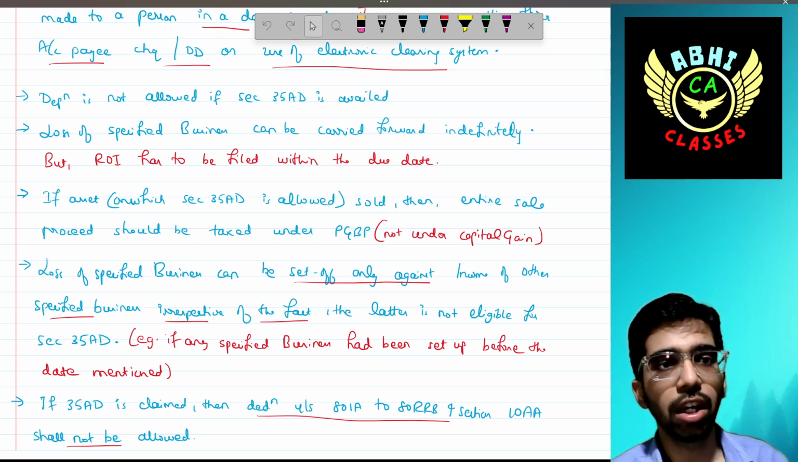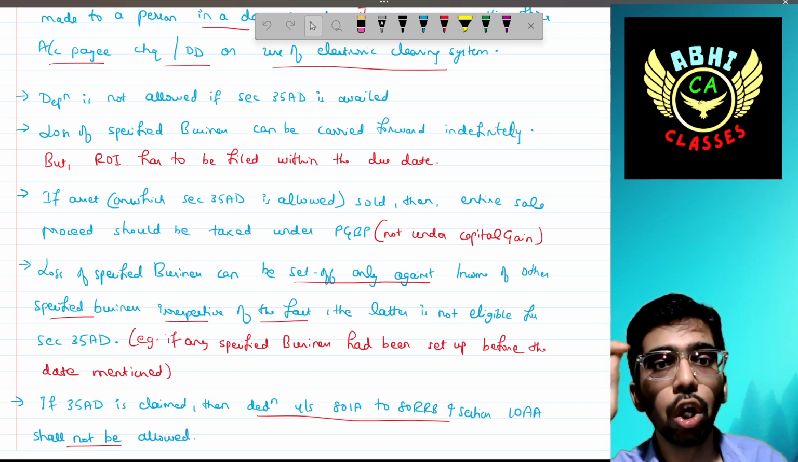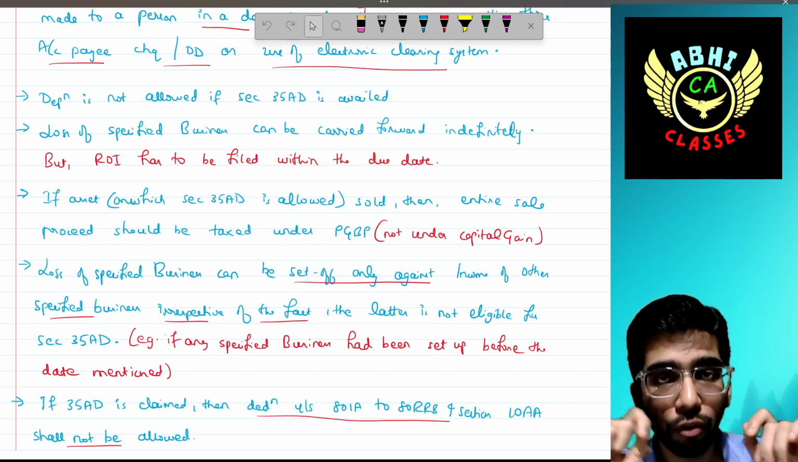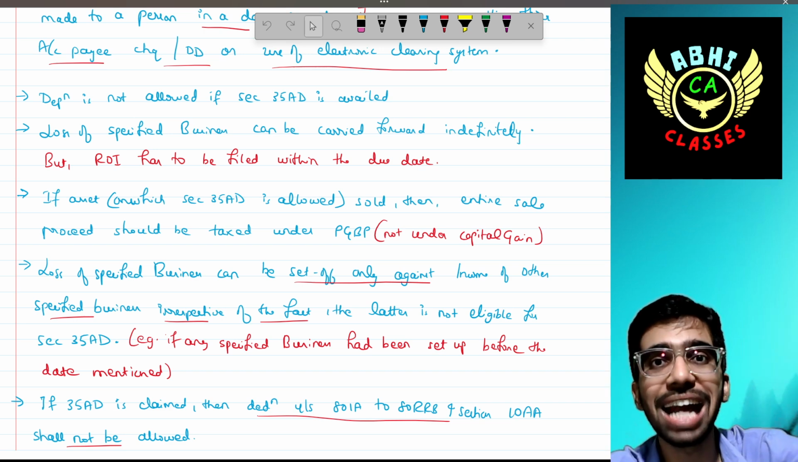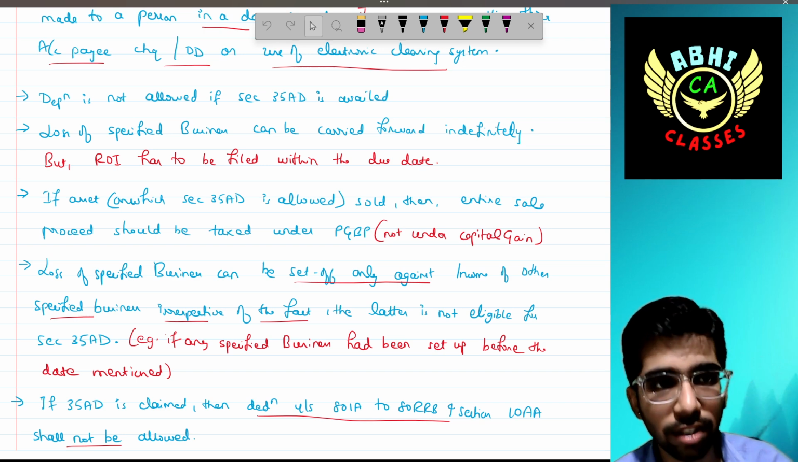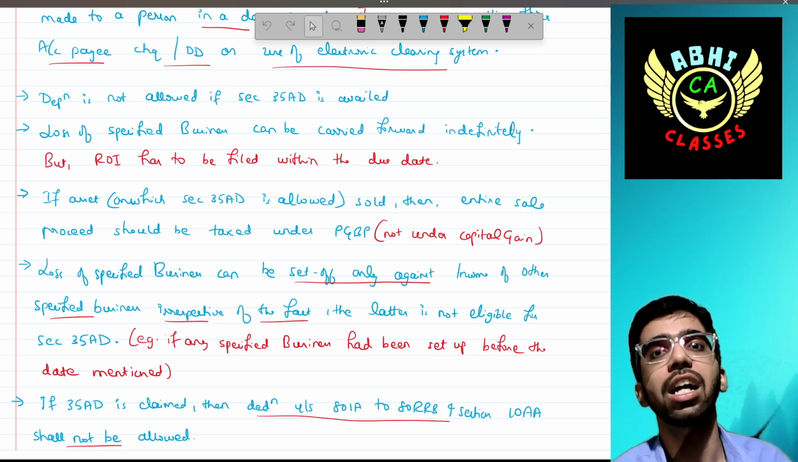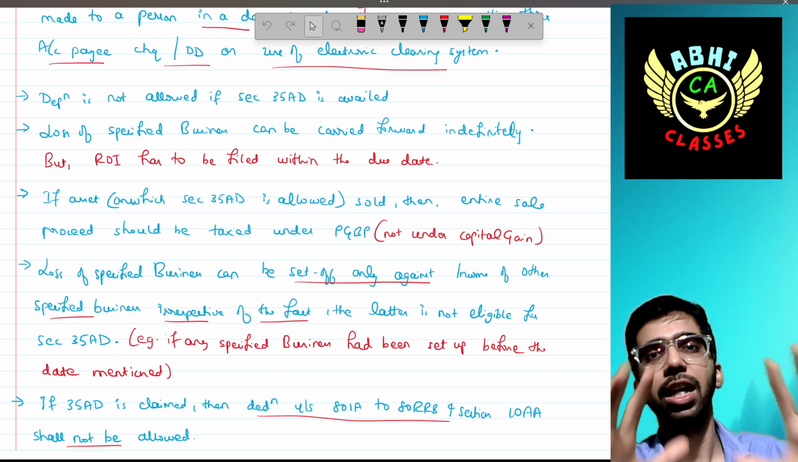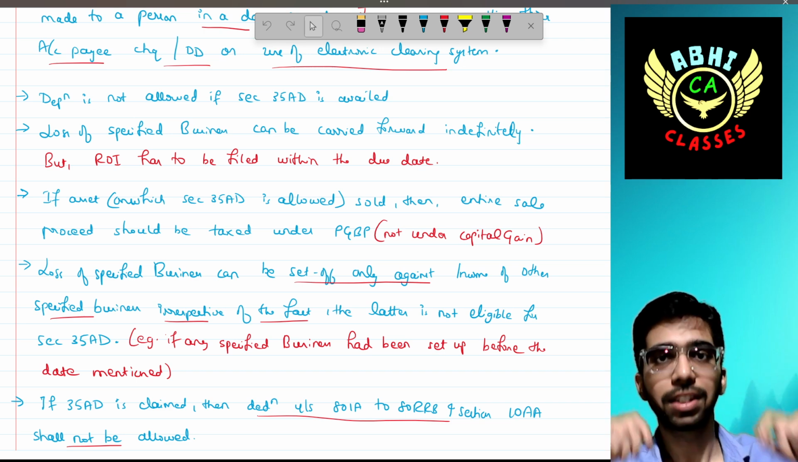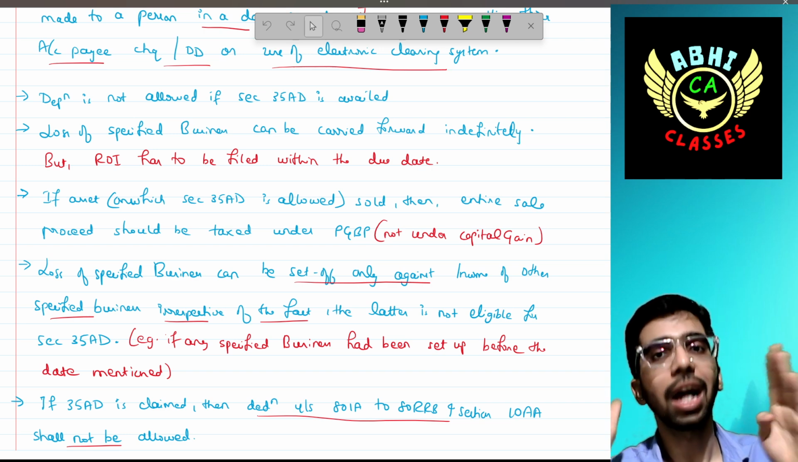Next, the return of income: you should file your income tax return within the due date. That's it. If you are filing an income tax return after the due date, then the deduction, that specified business loss cannot be carried forward. That's it. If the SSE on which Section 35AD is claimed is being sold, very important, then the entire sale proceeds should be taxed under PGBP, not under capital gains. Because you are claiming a deduction under the PGBP chapter, hence the selling amount should also be taxed under the PGBP head only, not under capital gain.